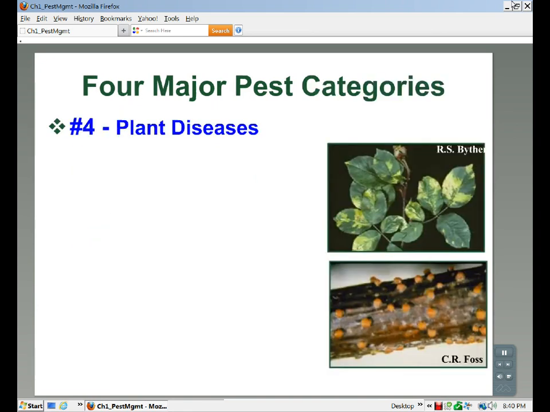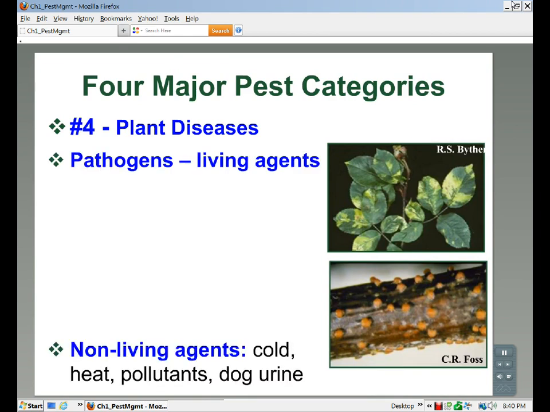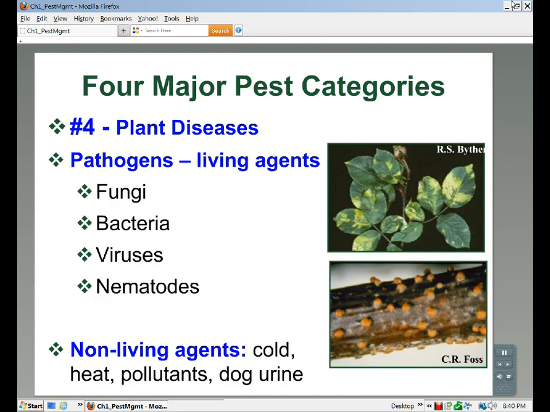Plant diseases are the fourth major category of pests. A plant disease can be caused by disease organisms called pathogens, or they can be caused by non-living agents. Disease pathogens or living agents include fungi, bacteria, viruses, nematodes, and phytoplasmas. These organisms infect plants and often depend on specific host species to survive.